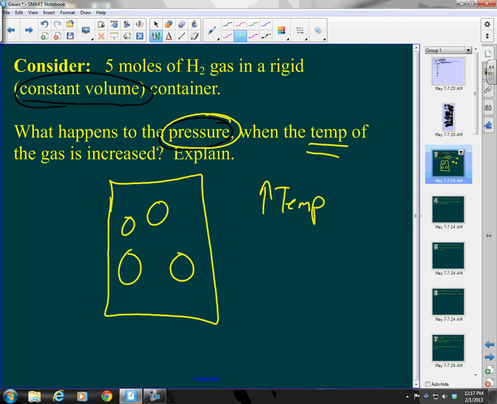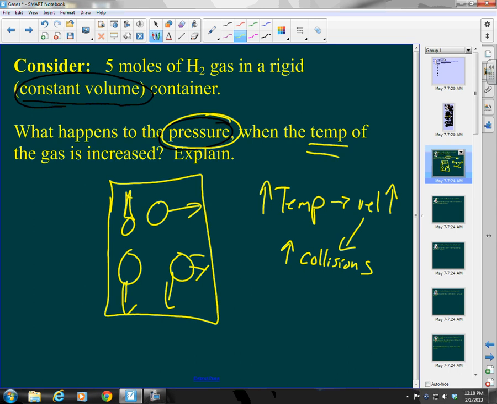Good. So if my temp goes up, that means what? My velocity of particles has increased. So the velocity of particles goes up, the temp goes up. What does that mean? These guys are moving faster and flying around. If they're flying around and moving faster, what does that mean? That means I'm going to have an increase in the number of collisions against the wall.